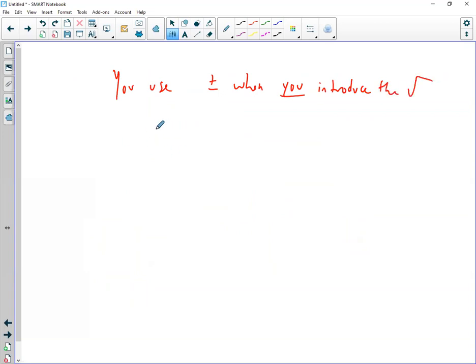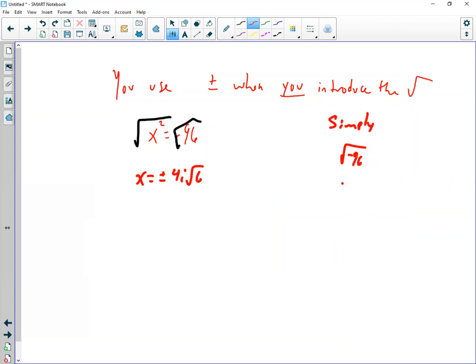So if I ask you a question that says x squared equals -96, you would solve this by taking the square root of each of these numbers. You have introduced the radical here, which means that your answer would be x equals plus or minus, and then what we just solved: 4i times the square root of 6. If the question said to simplify the square root of -96, your answer would just be 4i times the square root of 6. You only introduce the plus or minus when you put the radical in there.